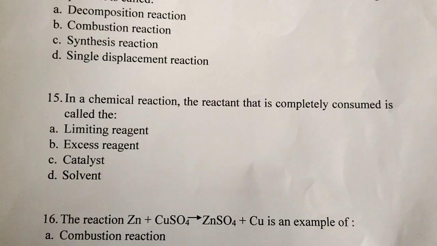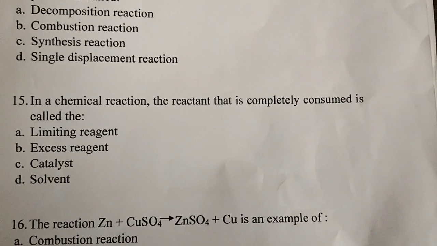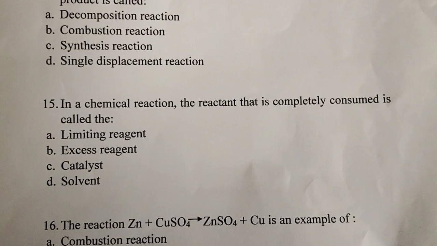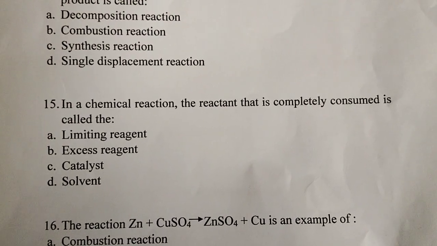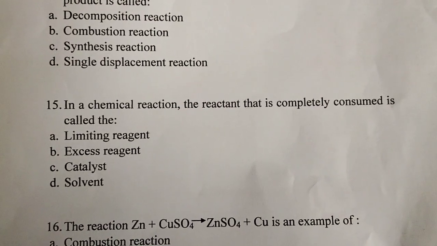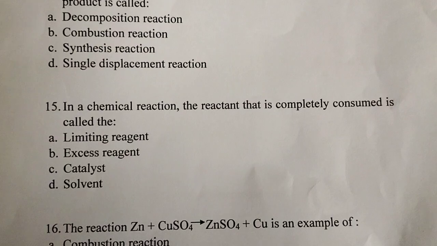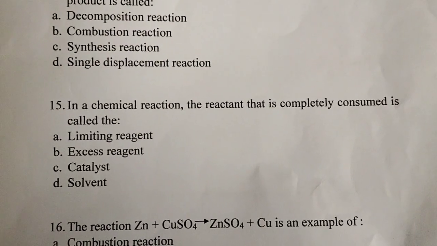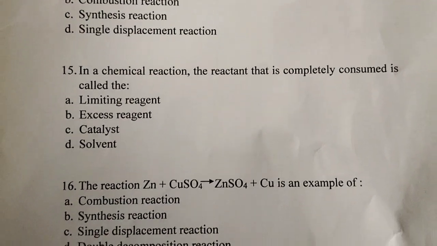Number 15. In a chemical reaction, the reactant that is completely consumed is called the: A. Limiting reagent. B. Excess reagent. C. Catalyst. D. Solvent. The answer is limiting reagent. The limiting reagent is the one that is consumed completely during a chemical reaction, while the one that remains after the reaction is called the excess reagent.